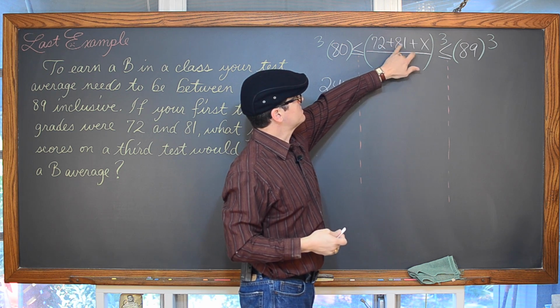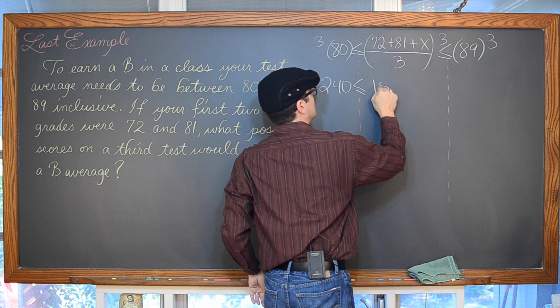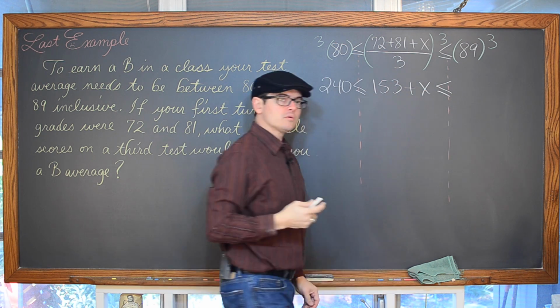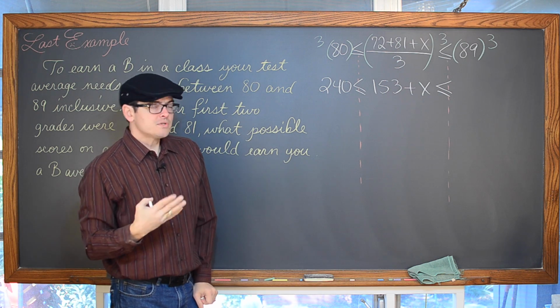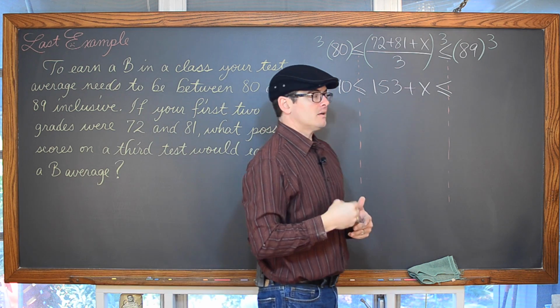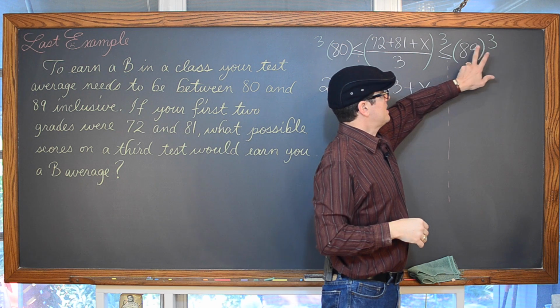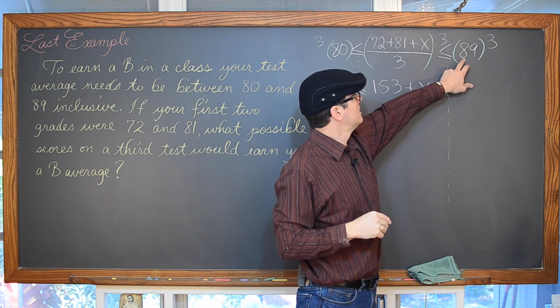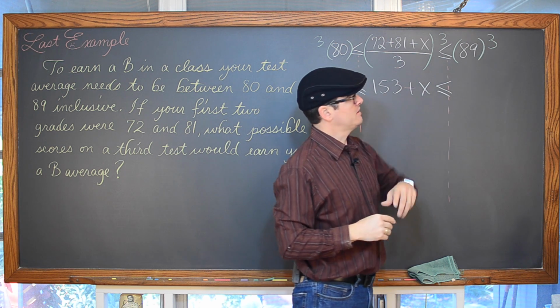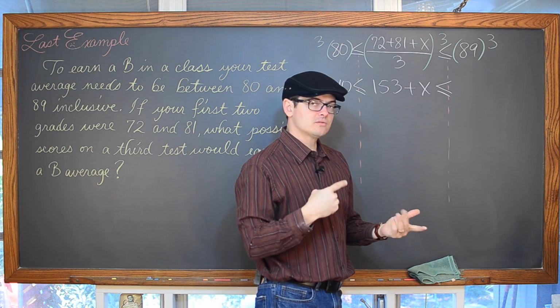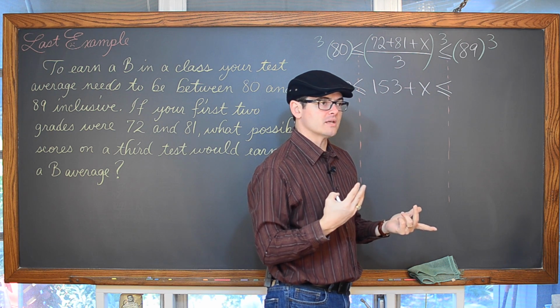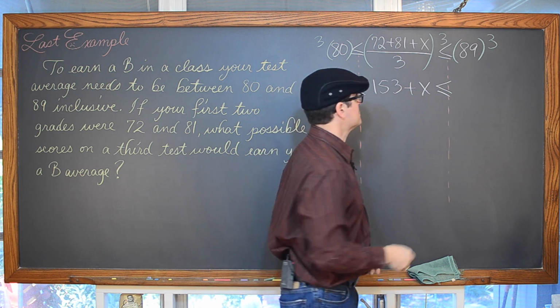Now we're at 153 plus x is less than or equal to, well, there's two ways you can mentally work out 89 times 3. You can do 3 times 80 is 240, and keep that in your head. And then 3 times 9 is 27. Now I said 240 and 27, so what is that? 240 and 27 is 267.